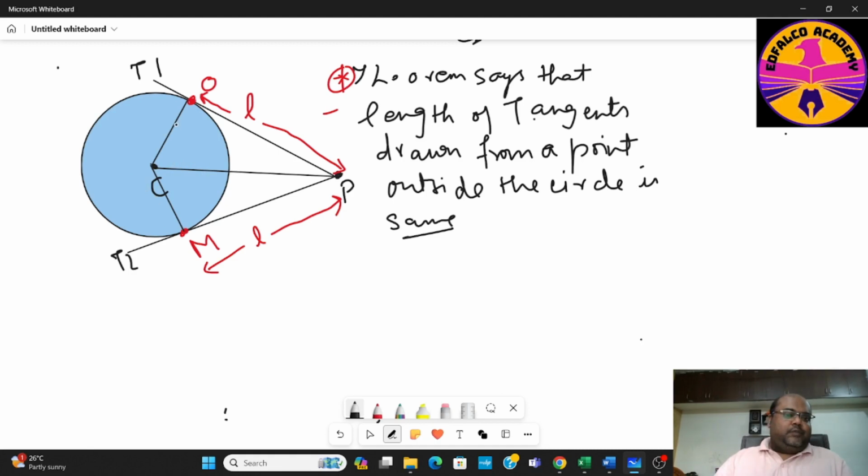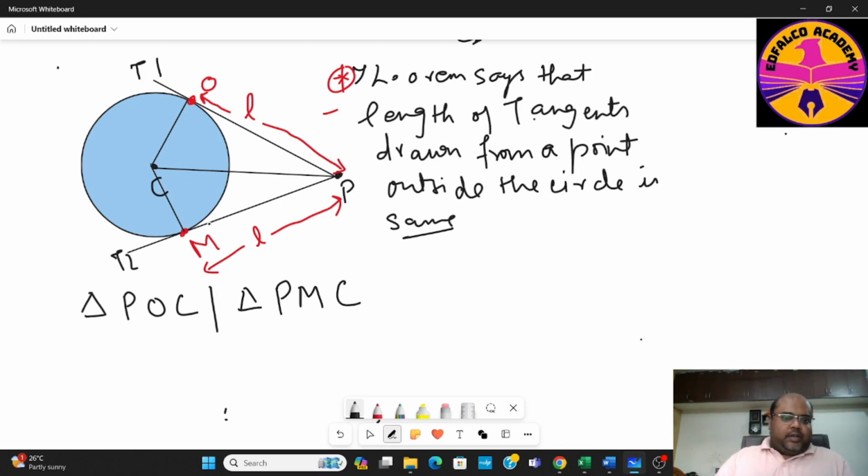Now you can see, if you look at it carefully, there are two triangles that are getting made. One triangle is triangle POC, the upper triangle. And the other triangle that is getting made is triangle PMC, the lower triangle PMC. Let's analyze these two triangles in more detail.